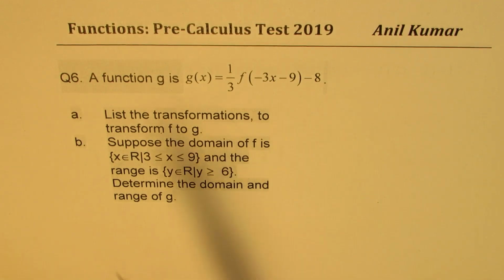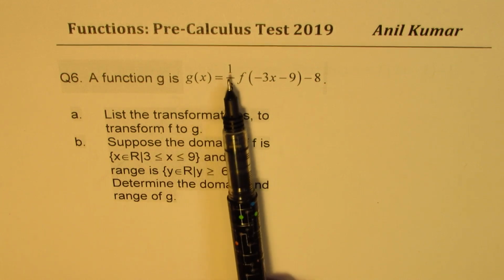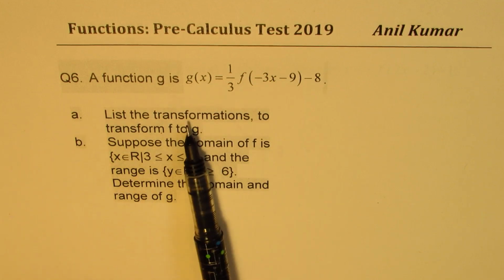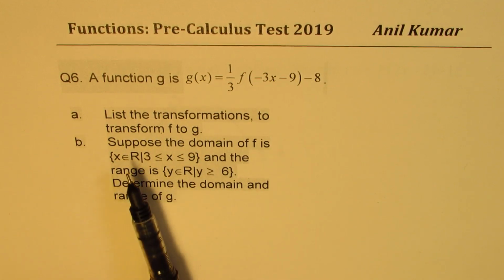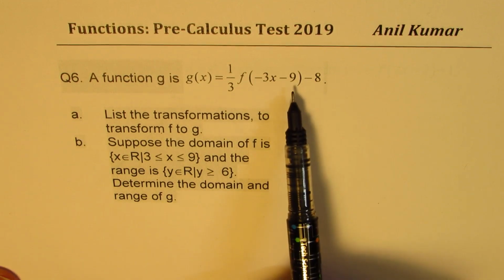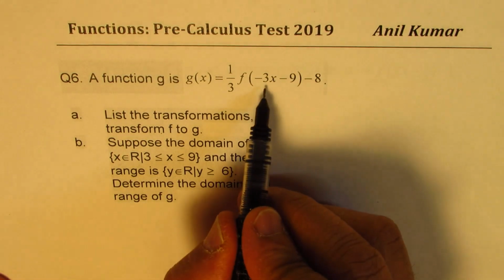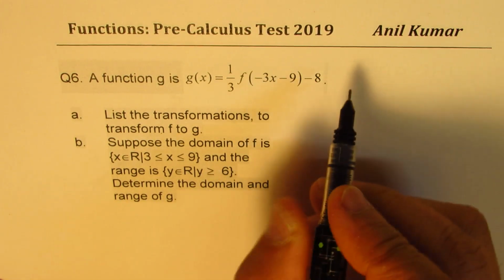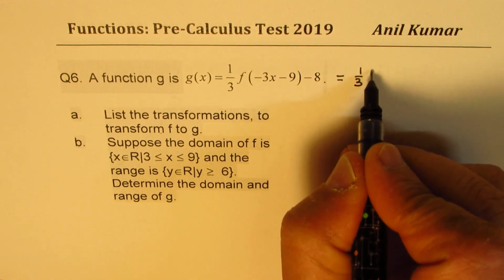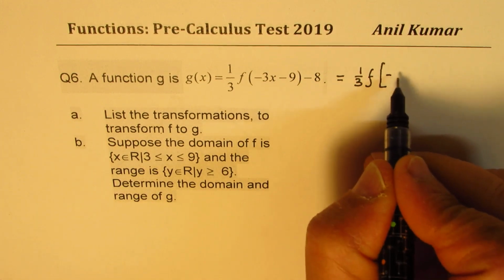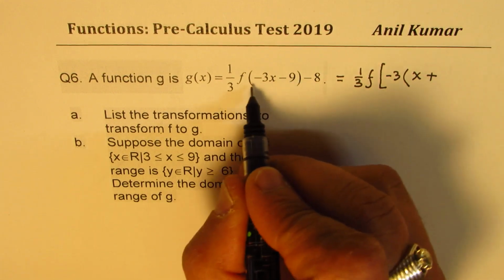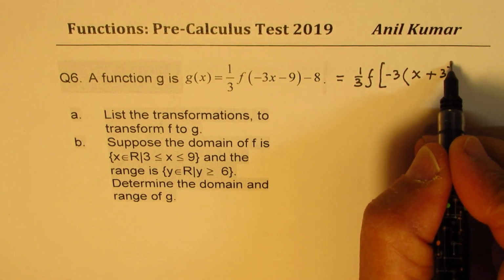Question number 6. A function g is g of x equals 1 over 3 f of minus 3x minus 9 minus 8. List the transformations to transform f to g, and then we have domain and range related questions. Now, in this question, sometimes you can make a mistake by not looking into the inside part carefully. We should always factor out this number, right? So we have 1 over 3 f of, let me factor this out. So we get minus 3. When you factor out minus 3, you get x plus, minus 9 divided by minus 3, which is 3.